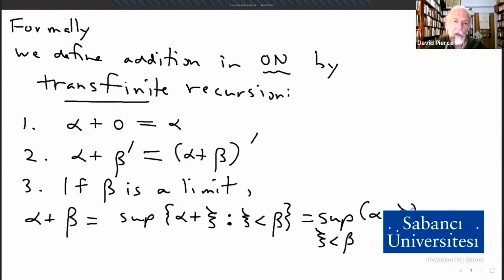So these first two steps, 1 and 2, are how you can define addition in omega, the natural numbers. But to go to all of the ordinals, you need this third step. This is an arithmetic definition, let's say, and you can use it.